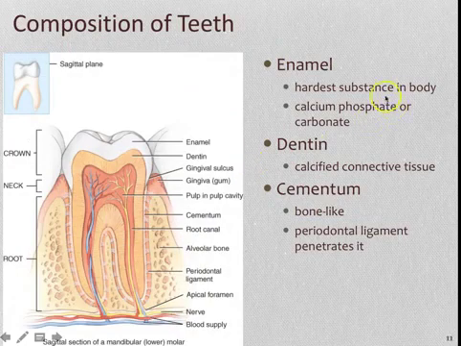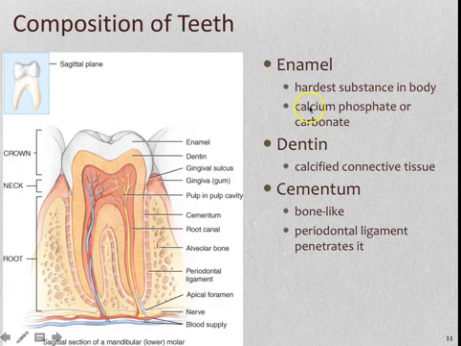And here's what I just told you. Enamel, again, is the hardest substance in the body. It's made up of calcium phosphate and calcium carbonate. It's not one or the other; it's not like some people have one and some people have the other. The dentin is simply calcified connective tissue, kind of bone-like. And then the cementum is also very bone-like, and it helps anchor that periodontal ligament into the tooth.